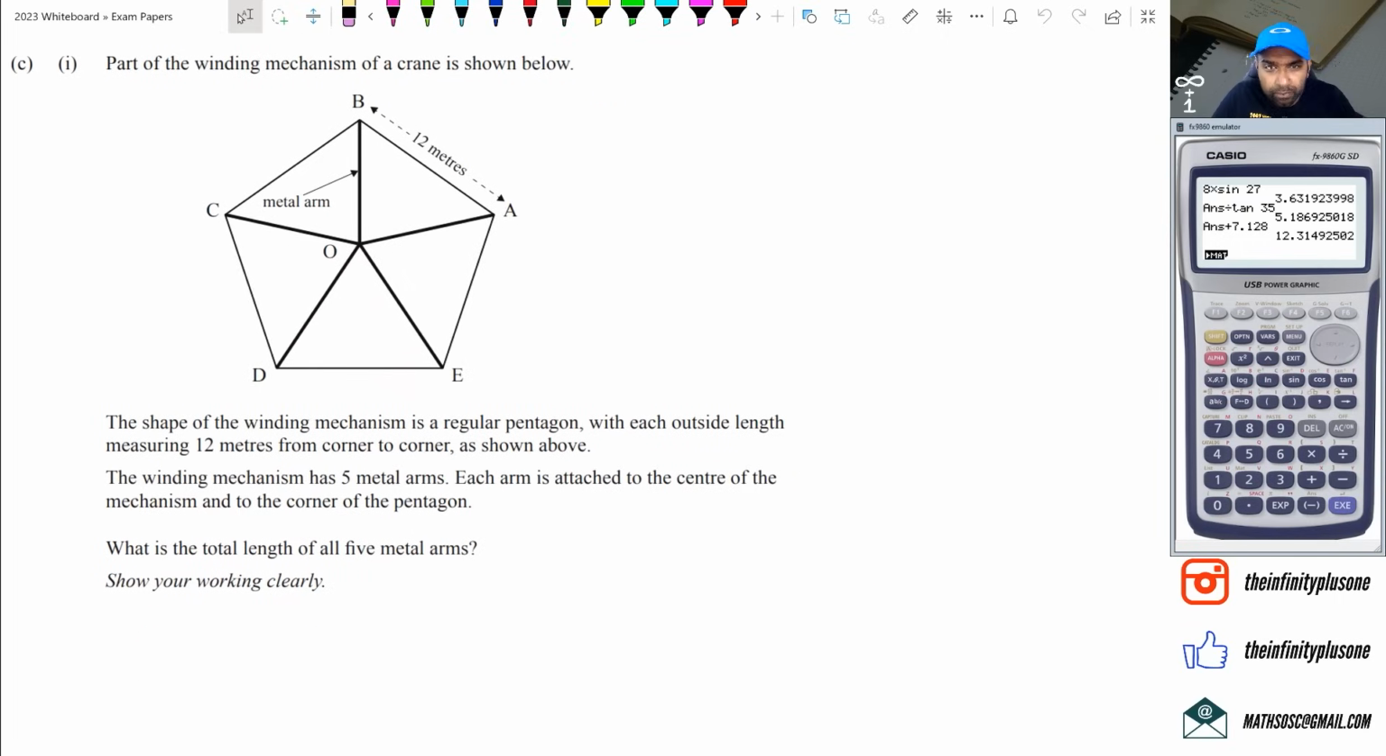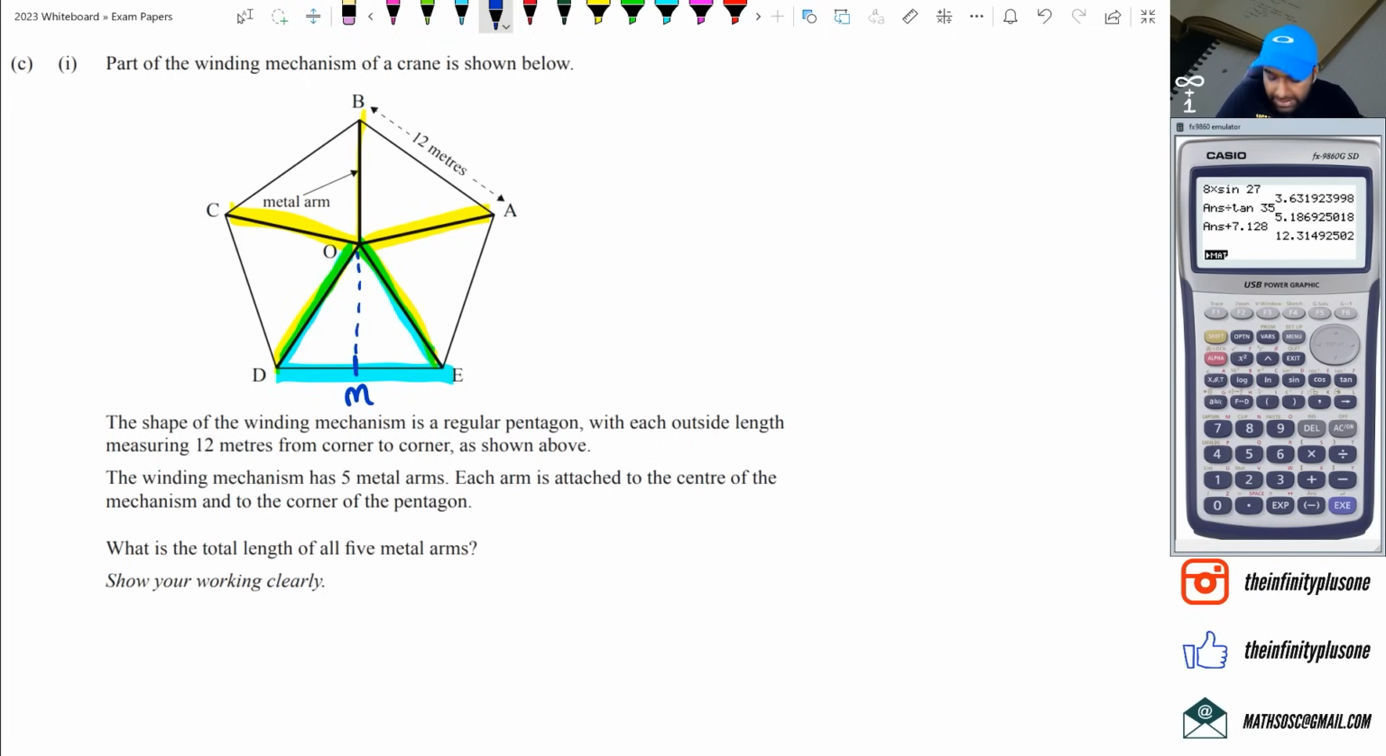Question C, part 1. For this question, we've been asked to find the size of the angle between the 5 metal arms here, which is 1, 2, 3, 4, and 5. I'm going to look at just the triangle that says DOE. So I'm only going to look at this triangle here right now. I'm going to create a little middle point here. I'm going to call this M, and I'm going to split this up like this.